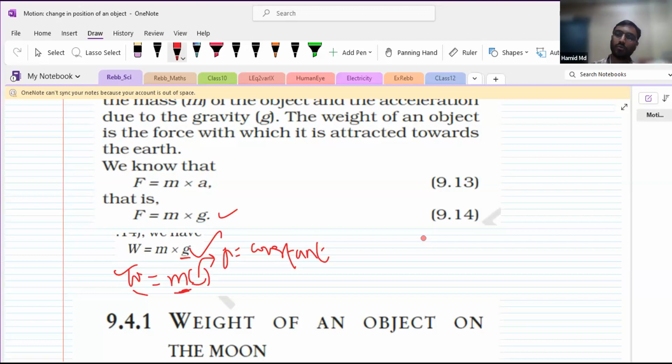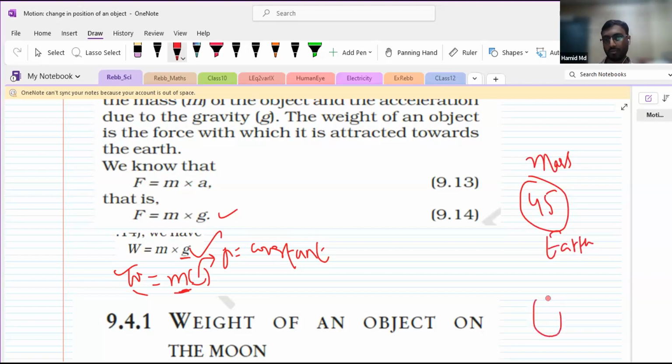You are 45 kg, right? Yes, sir. If this is your mass, then on the earth you will be 45 kg. Even on Mars, your mass will remain 45 kg. It won't change. But your weight on the Earth is 45 times g, and on Mars will again be m times g. But the g will be different at both places, right? So your weight will change.